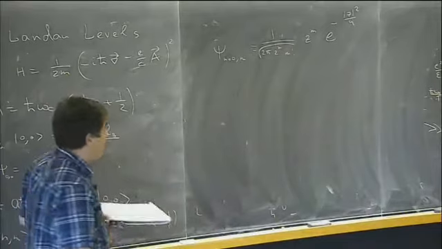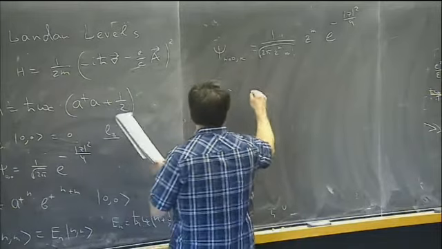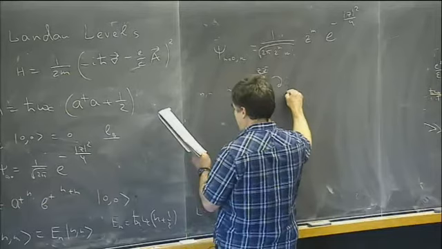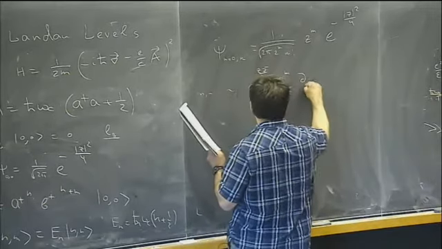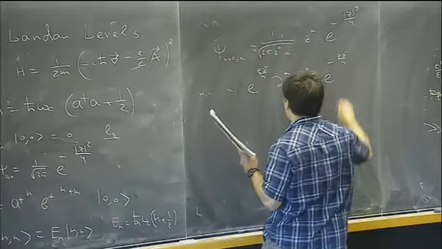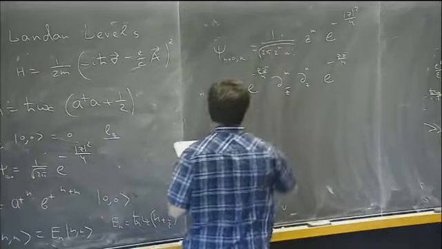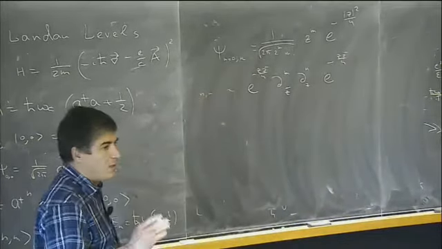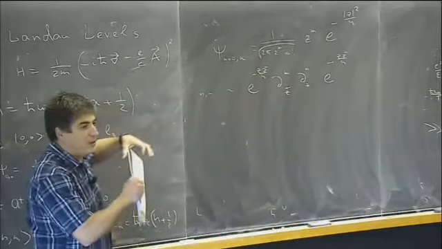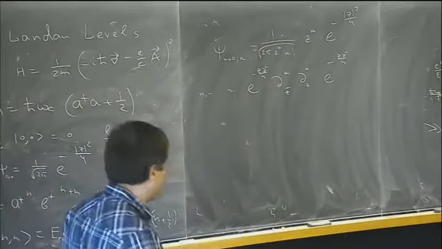If you want the general nm, it's something like this: e to the z bar over 4, d z bar to the power m, d z to the power n, e to the minus z bar over 4. I think it's like this. So it's almost like this, but not quite, because A and B have derivatives in z, so it's a little bit more complicated. But you can write it easily.